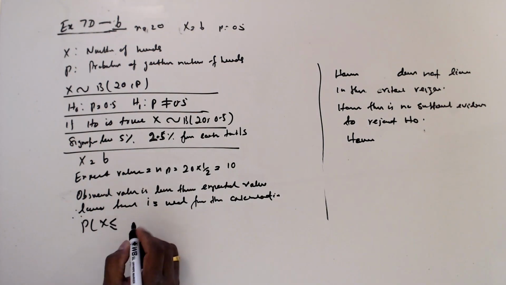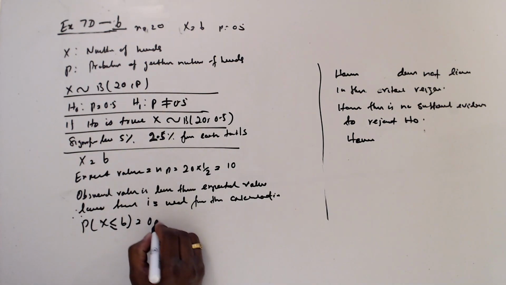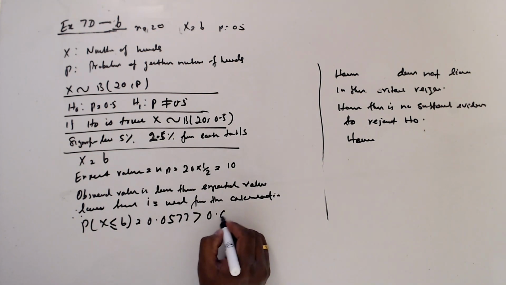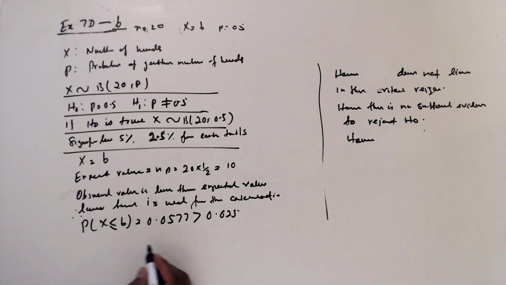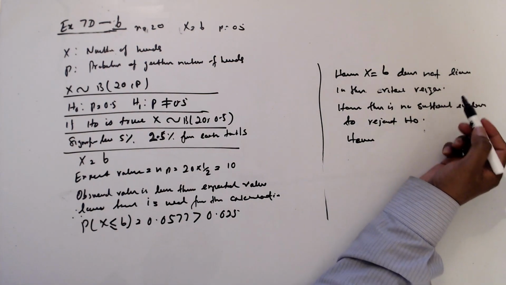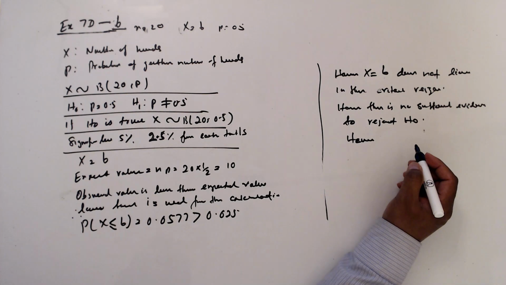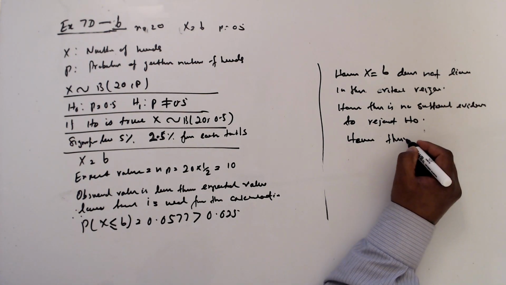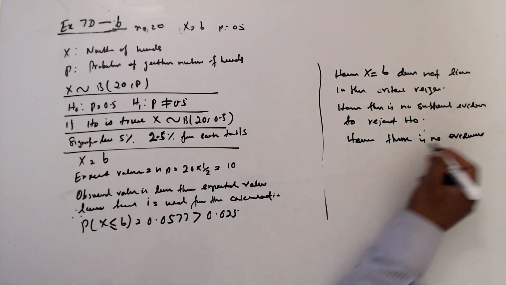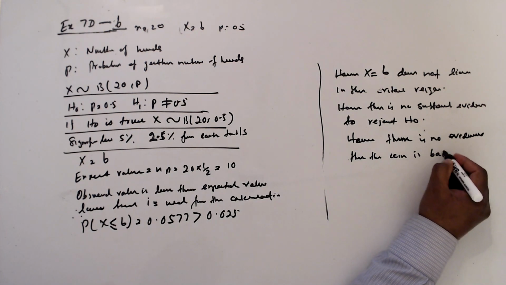Probability of x less than or equal to 6 is 0.0577, which is greater than 0.025. Hence x equal 6 does not lie in the critical region. Hence there is no sufficient evidence to reject H naught. Hence there is no evidence that the coin is biased.